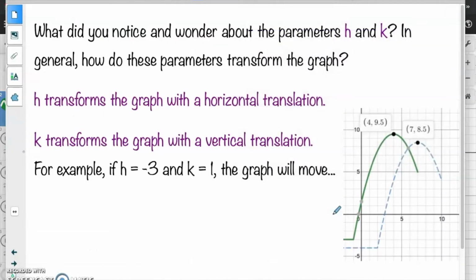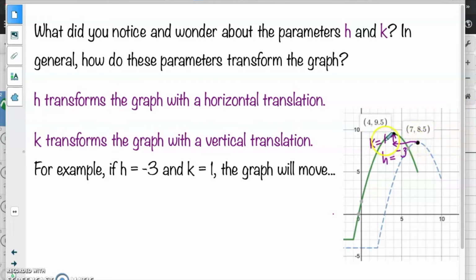All I've done here is I've copied just the important part of the graph, enough so that we can see, first of all, that there was this movement to the left 3 units, or in other words, -3, and up 1 unit, or +1. And we've seen these values before. H is -3 and K is +1.